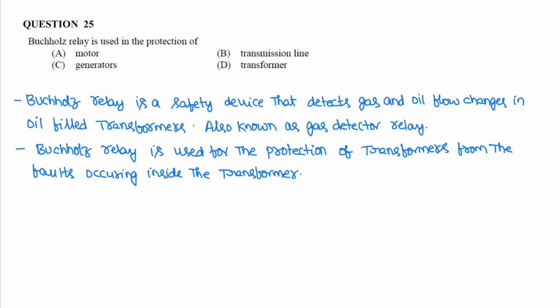Next question. The Buchholz relay is used in the protection of transformers. So the Buchholz relay is a safety device that detects gas and oil flow changes in oil filled transformers, also known as gas detector relay. This relay is used in the protection of transformers from faults occurring inside the transformer.